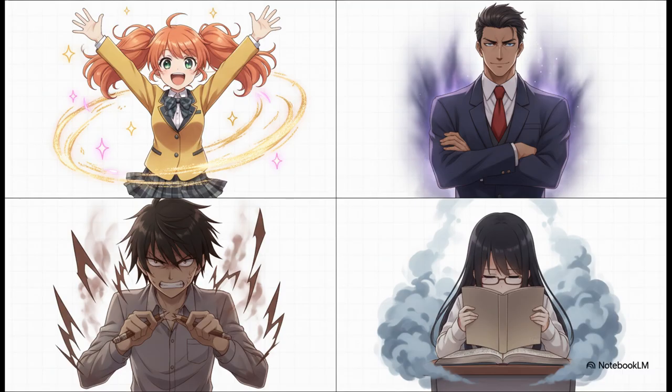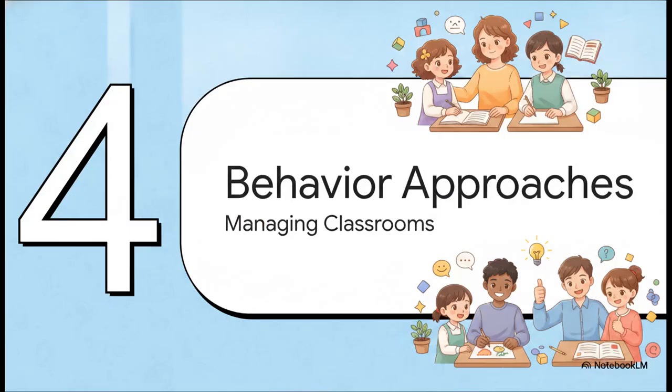Second is power seeking, like actively refusing to do the work just to prove their dominance. Third is revenge seeking, where they lash out because they feel wronged. And fourth is withdrawal, just putting their head down on the desk and shutting the whole world out. When teachers understand these 4 goals, it helps them see right past the disruption and spot the unmet need that's actually driving it. Which brings us to section 4, approaches to behavior management.